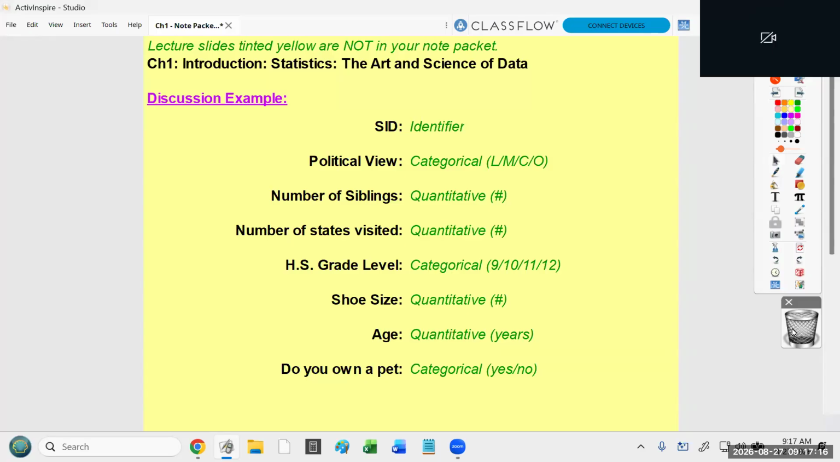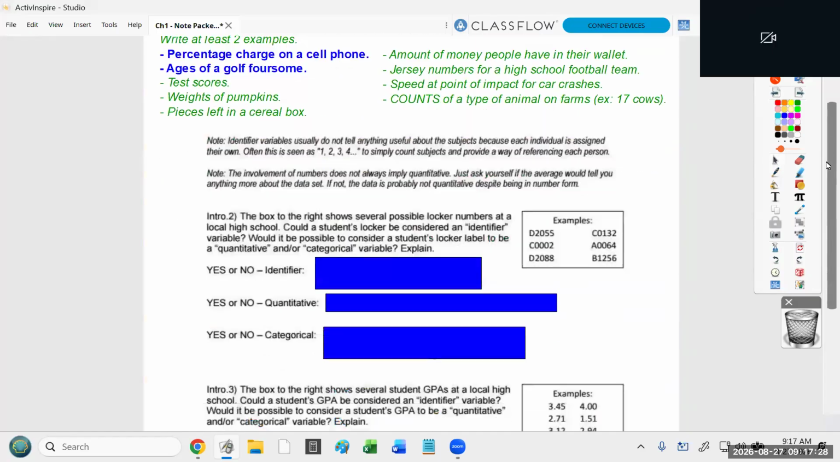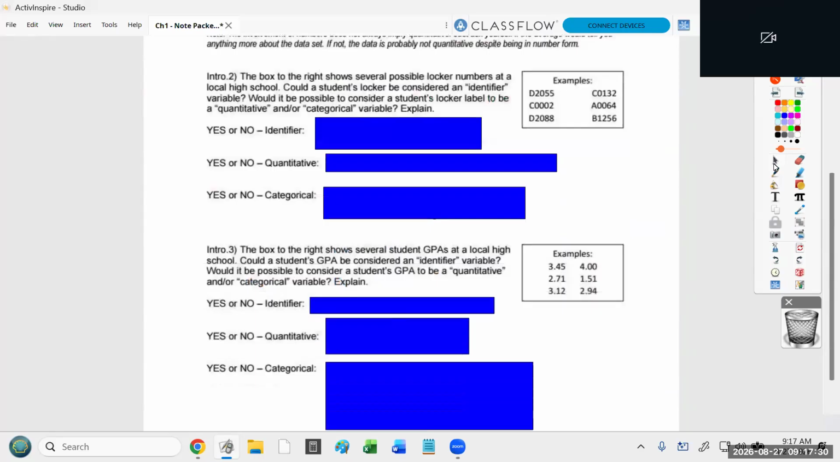Now we're talking about kind of the same data, but in a completely different way, and I've made it quantitative. Okay, so sometimes it's just the way in which you ask a question that can predetermine the type of variable you're collecting. All right, so we're going to go ahead and take volunteers here if people are willing to.